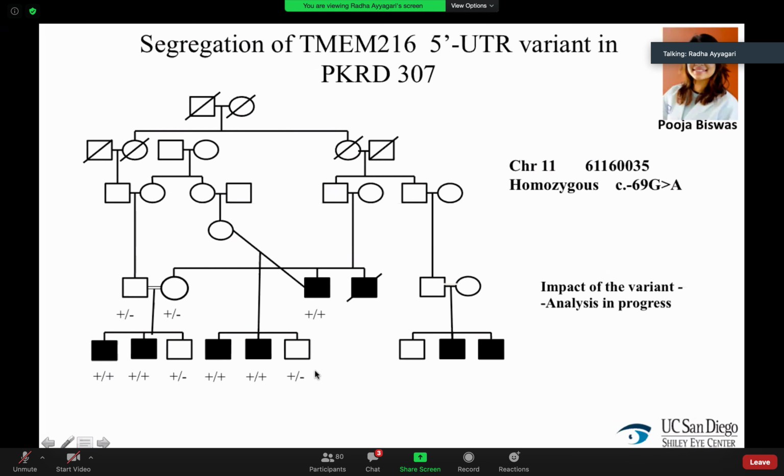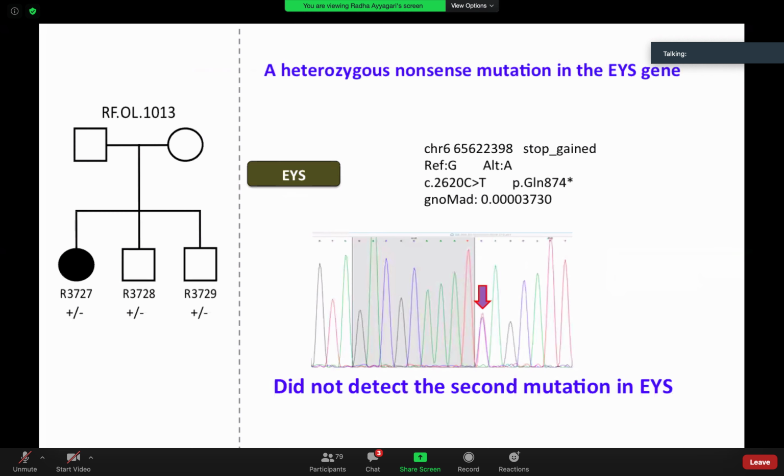So we performed segregation analysis, and segregation shows this variant is present in all affected individuals and not in any of the unaffected individuals, suggesting its association with disease. We looked into this a little more carefully, and we have initiated studies to understand the impact of this non-coding variant. This is an example; we have several additional pedigrees like that with mutations in non-coding regions, and these require additional validation.